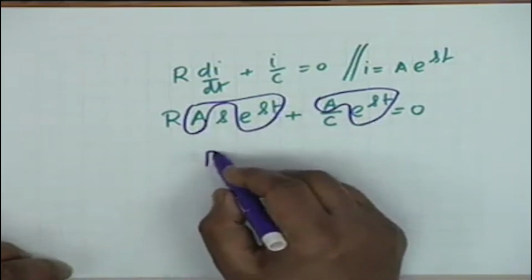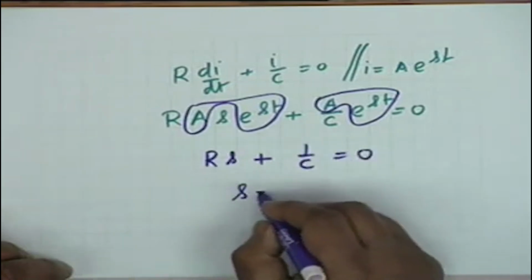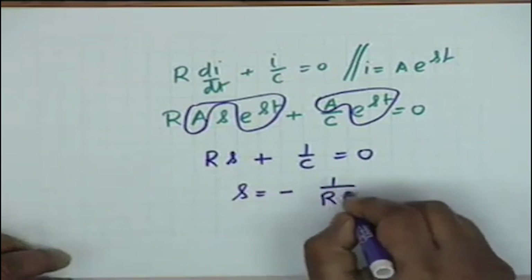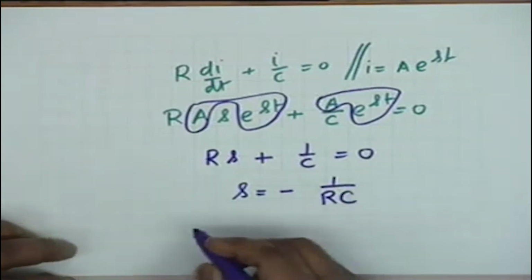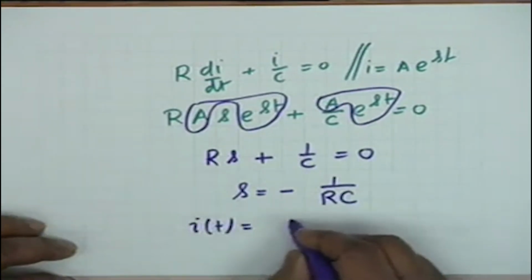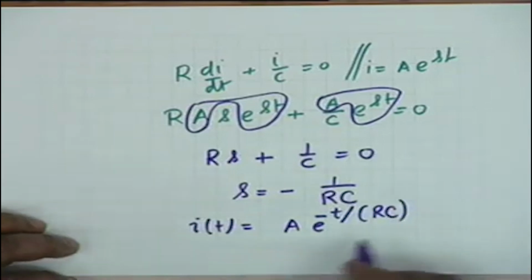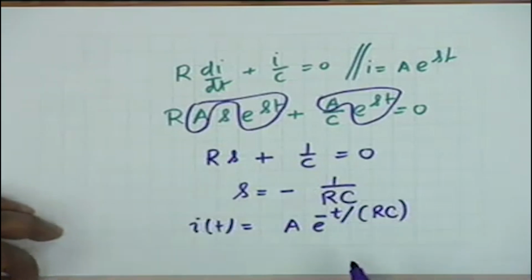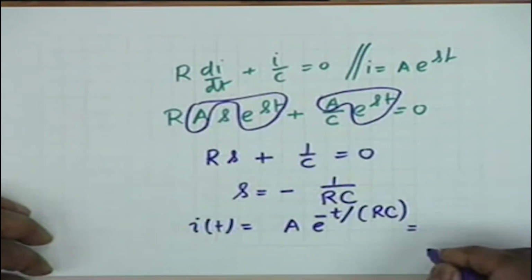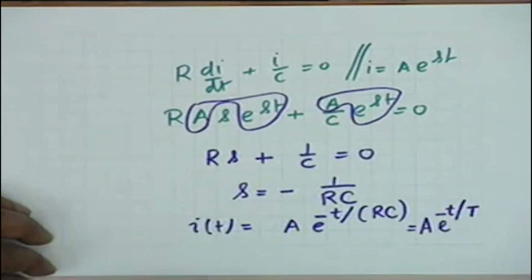The only other alternative is that R times s plus 1 by C should be equal to 0, which means that s should be equal to minus 1 over RC. Alright, s should be equal to minus 1 over RC. In other words, the solution to the equation shall be of the form A e to the power minus t divided by RC. And you notice that RC, the product RC, must have the dimensions of time, and therefore we denote this as a time constant, and we say A e to the power minus t by capital T. The only problem that remains is to find out capital A.